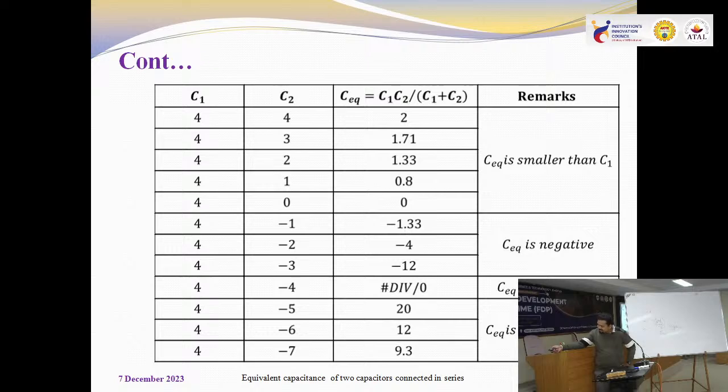The interesting case arises from -5 to -7. What is happening? The equivalent capacitance is 20, 12 and 9.3. So it has actually become more than each of them. This was 4, this was -5. Equivalent is 20, more. So C equivalent here is larger than C1.